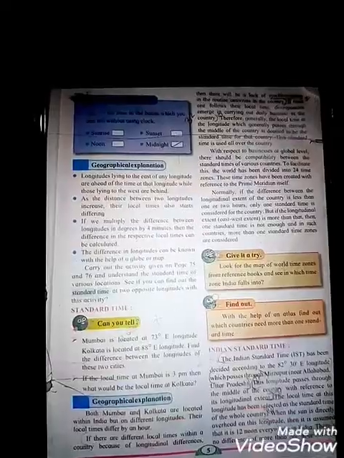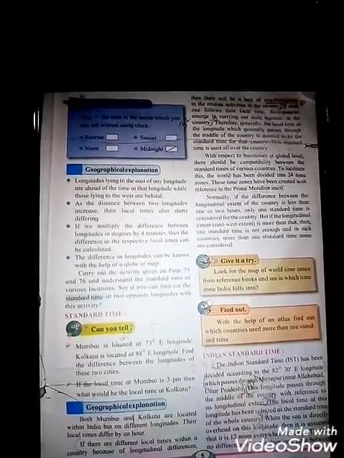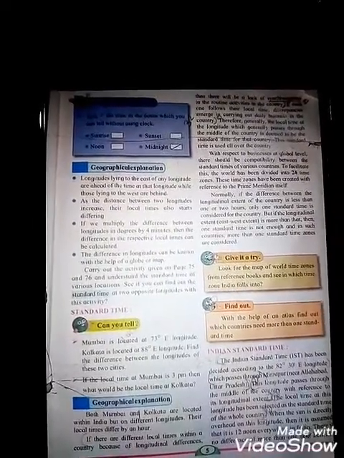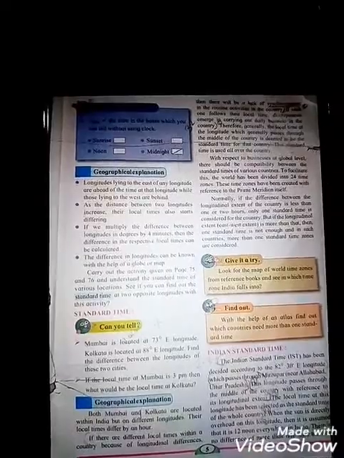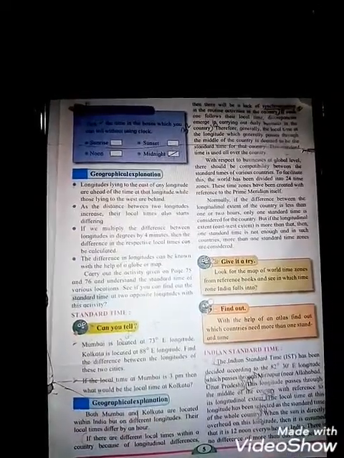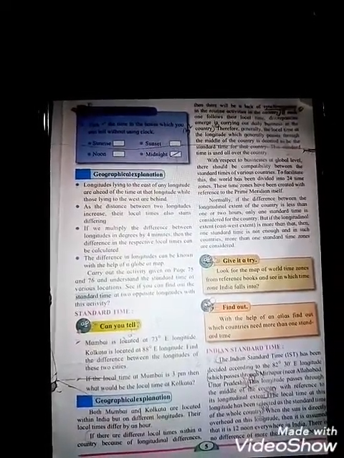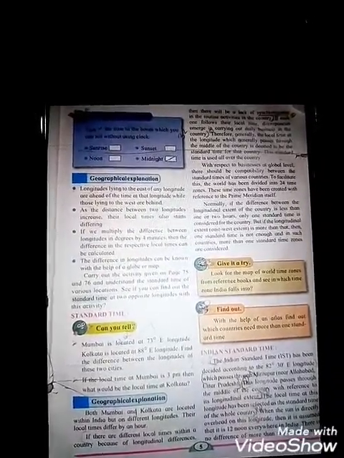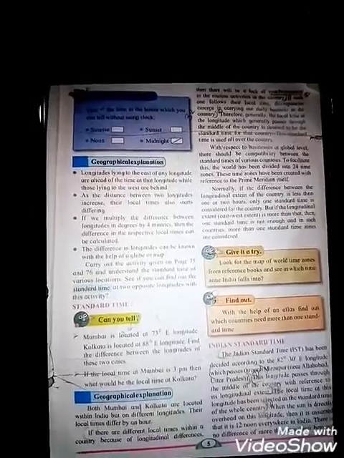See, use your brain power. Tick right the time in the box which you can tell without using a clock. So now use your brain power. That means sunrise, noon, sunset, midnight. What you can say without using the clock, that you have to do.